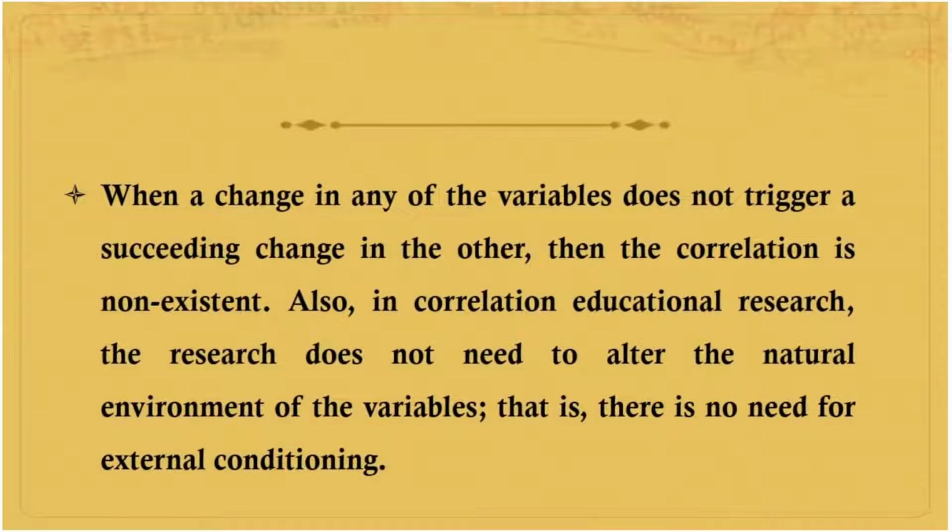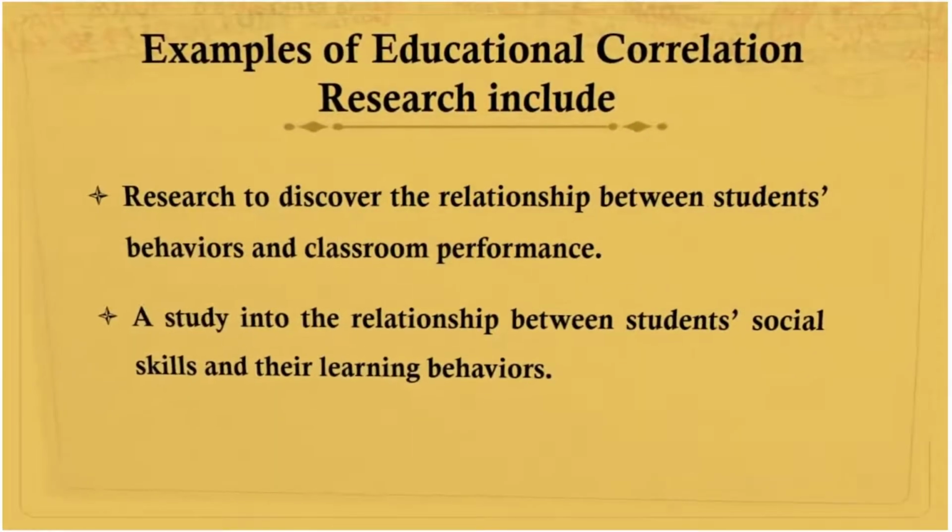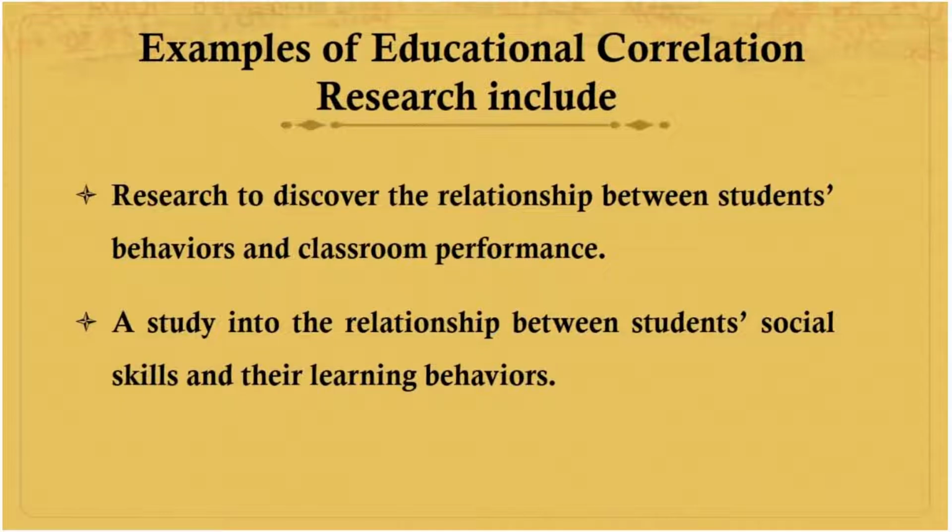When a change in any of the variables does not trigger a succeeding change in the other, then the correlation is non-existent. Also, in correlation educational research, the researcher does not need to alter the natural environment of the variables, that is, there is no need for external conditioning. Examples of educational correlation research include research to discover the relationship between students' behaviors and classroom performance. A study into the relationship between students' social skills and their learning behaviors.